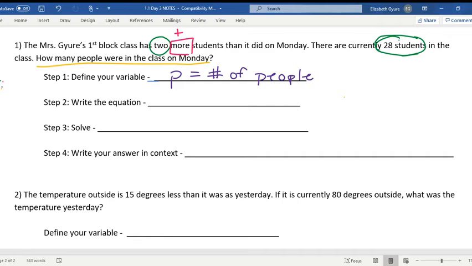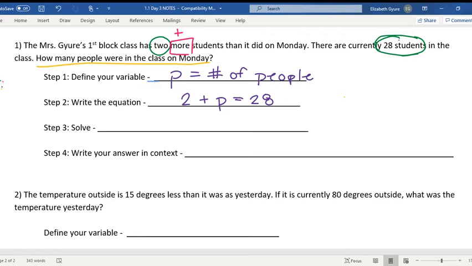Okay. Now we're going to write an equation. So we're going to now do what we did on that front page. There are 2 more people than there were on Monday, and the class is currently 28 students. Any ideas of how we could maybe write that there are 2 more people? Dallas. Very good. 2 plus P equals 28. How else could you write it? P plus 2 equals 28.